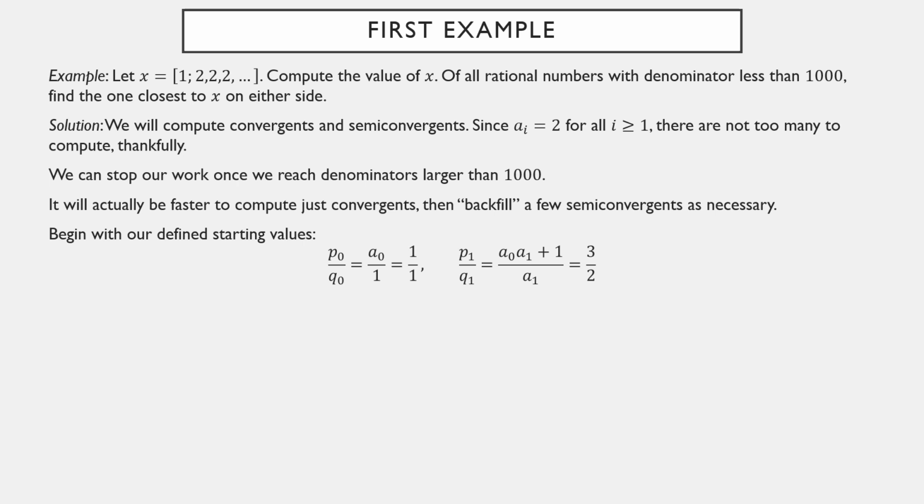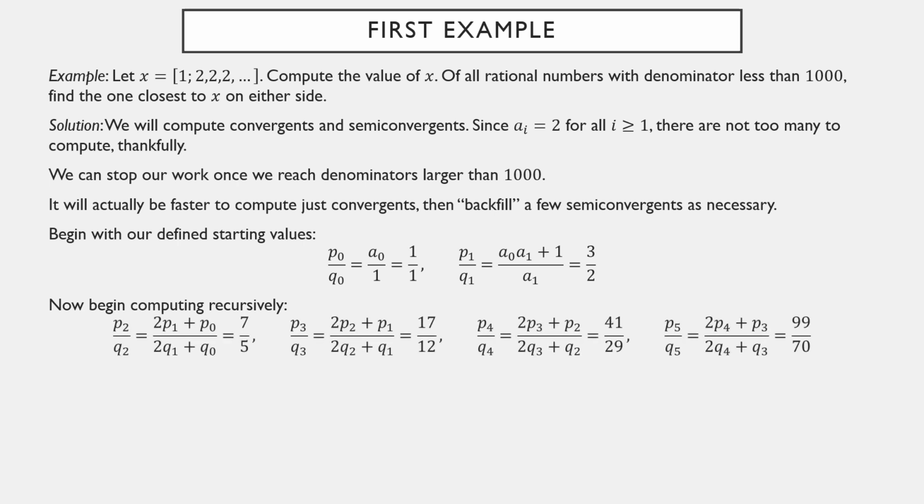It's not the best approximation to root 2. P1 over Q1 works out to be 3 over 2. It's a bit better of an approximation to the square root of 2. Now we start computing recursively. Observe that since we've already used A0, all of the other partial quotients are 2.